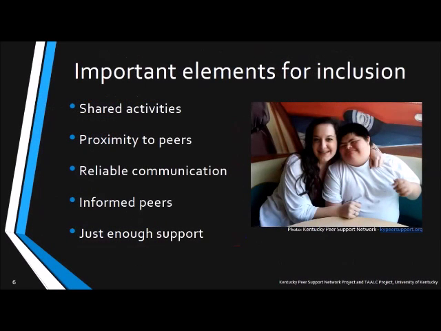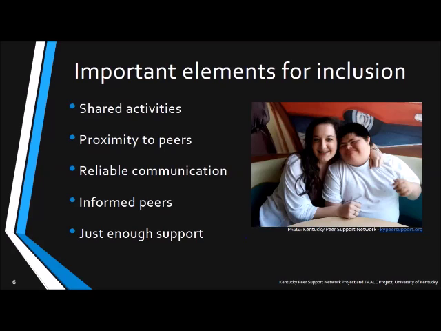So when we are thinking about that, there are some important elements for inclusion to ensure that kids have opportunities to interact. First one is shared activities, that students are in the same place at the same time doing the same things. These are also important elements for opportunities for communication. We need to be at the same place at the same time doing the same things so we have common things to talk about.